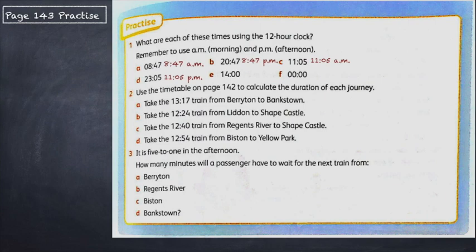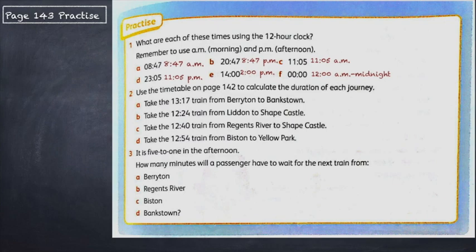14 o'clock. 14 o'clock is in the afternoon, so we are going to easily minus it by 12. It's going to be 2 p.m. And choice F, 00 o'clock. As you remember, I told you that 00 o'clock is going to be on AM department. So this is going to be 12 a.m., which means midnight.